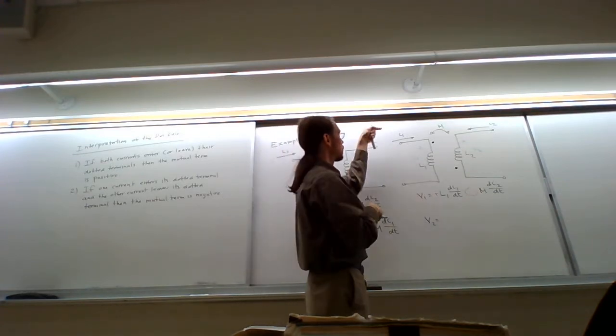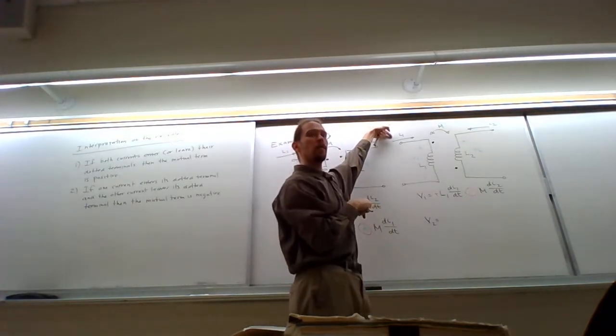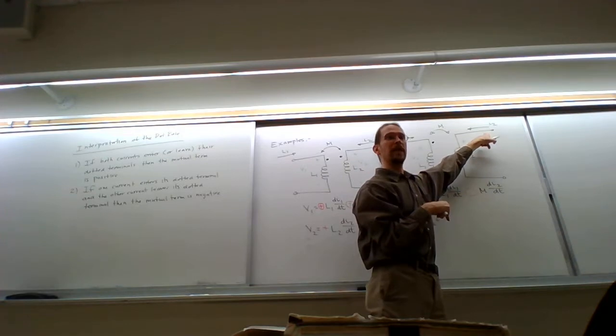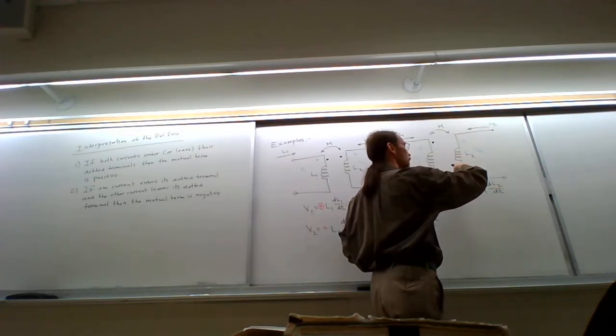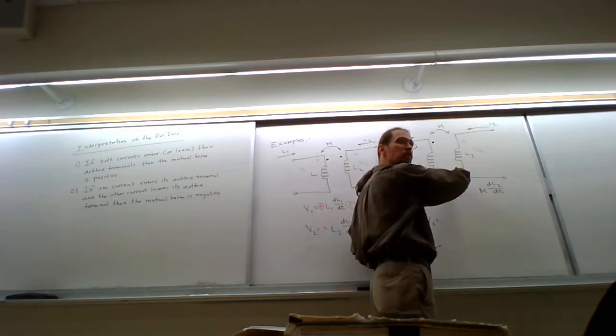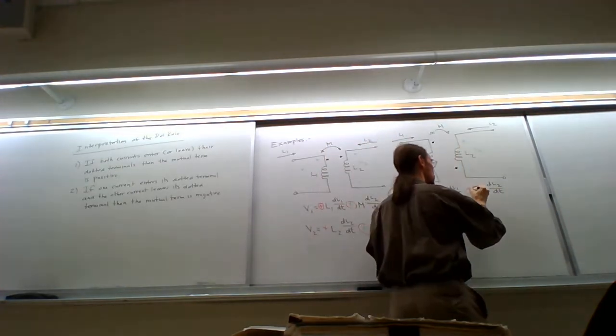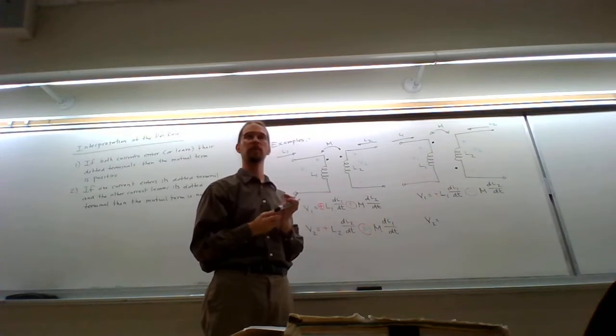Now, this current, is it entering or leaving its dotted terminal? It is entering. How about this current? Is it entering or leaving its dotted terminal? It is leaving. It goes through the inductor, then goes out through the dot, which means it is leaving. This one's entering, this one's leaving, which tells me that this mutual term is negative.